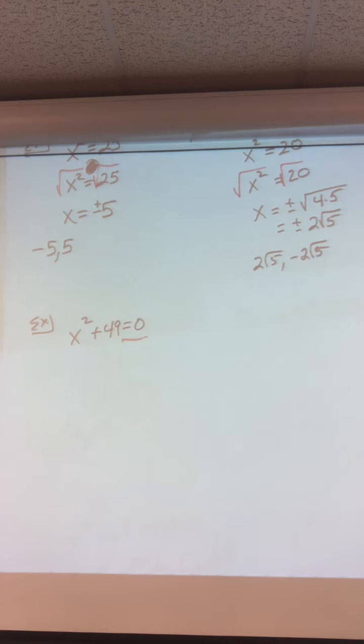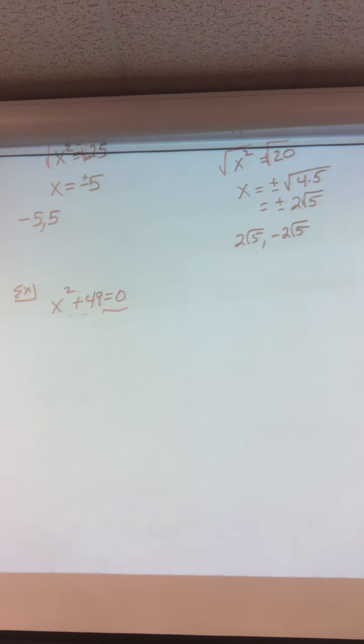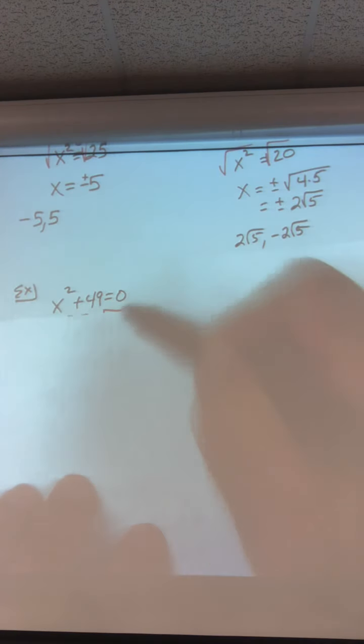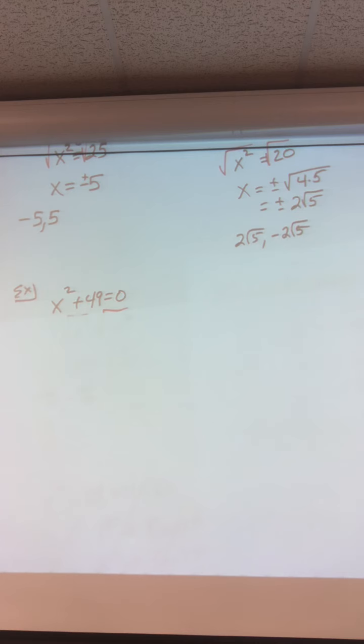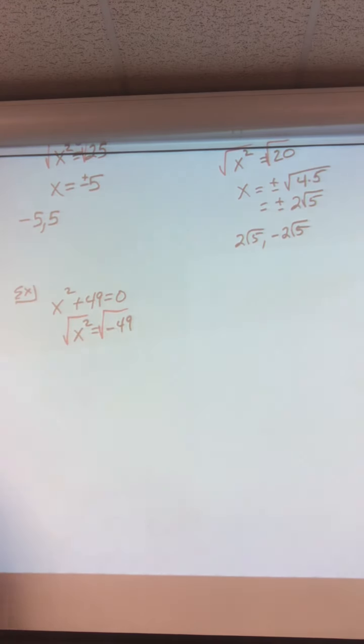Okay, this next one. Step 1, isolate the squared term. So that means subtract the 49 across. That has to be done first. Then step 2, take the square root of both sides. So I've done two steps here at once. I've subtracted 49 from both sides. Then take the square root of both sides. When you do, it's plus or minus, always, 7 and i because of the negative under there. So that's 7i, negative 7i.